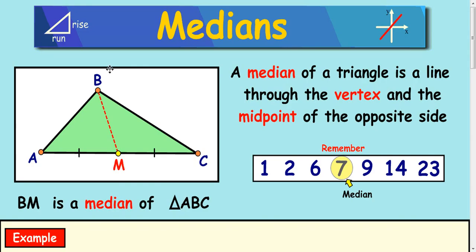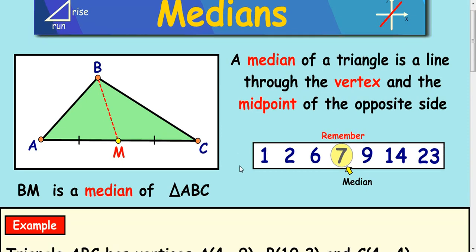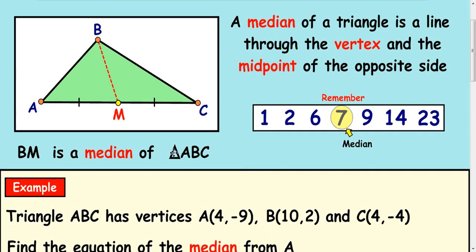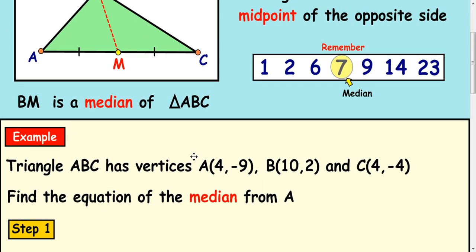We're going to focus on medians. So here we have a definition. A median of a triangle is a line through the vertex and the midpoint of the opposite side. Again, I've highlighted the fact that this is a middle number in statistics, the median. So the question says BM is a median of triangle ABC. The question says triangle ABC has vertices 4, -9, 10, 2 and 4, -4. Find the equation of the median from A.